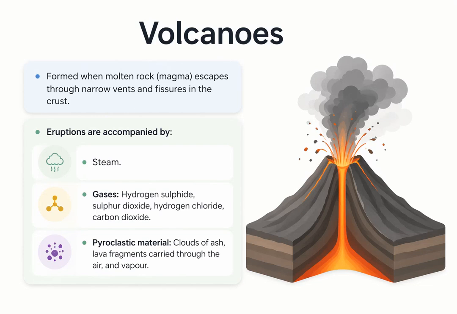The other major sudden movement is volcanism. A volcano forms when pressurized molten rock, or magma, from the Earth's interior finds a way to escape through narrow vents and fissures in the crust. When it breaches the surface, it isn't just lava that comes out.